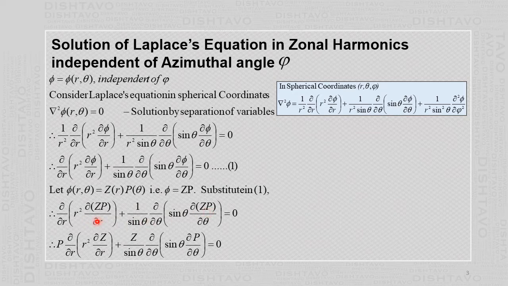Now here this is a partial derivative with respect to r, and P depends on theta and not on r. So theta is to be treated as constant, so P comes out of the derivative. In the case of the partial derivative with respect to theta, Z depends upon r and not on theta. So Z comes out, outside the derivative.